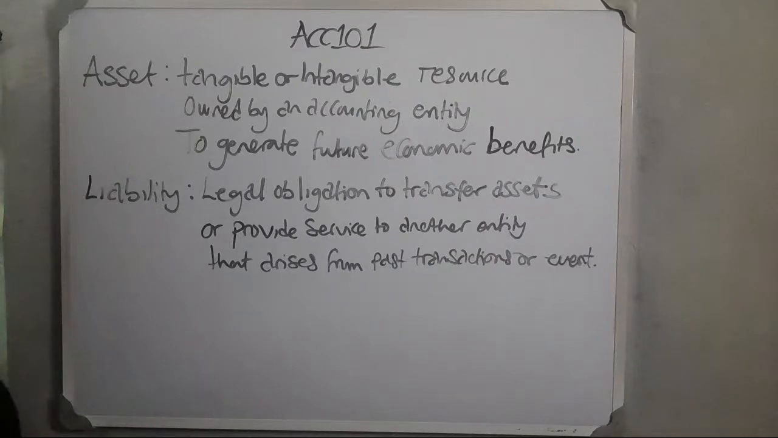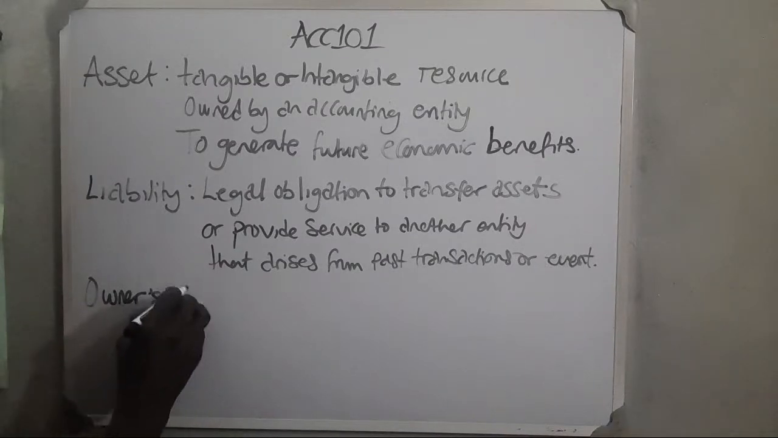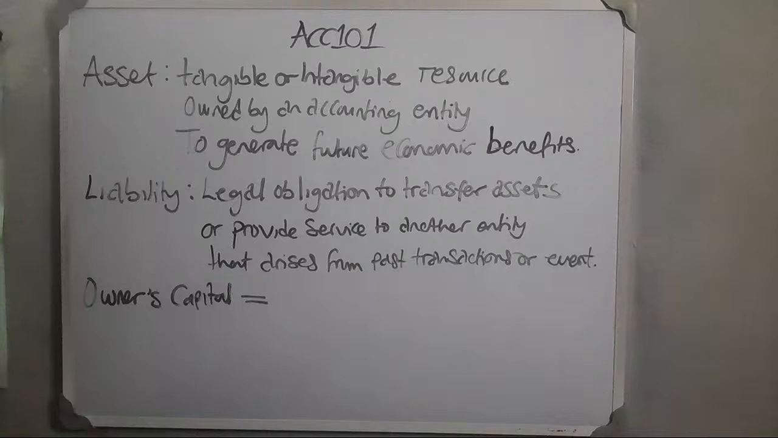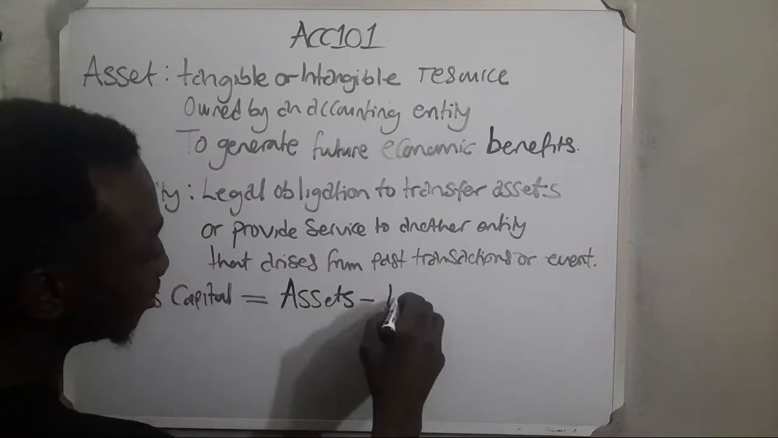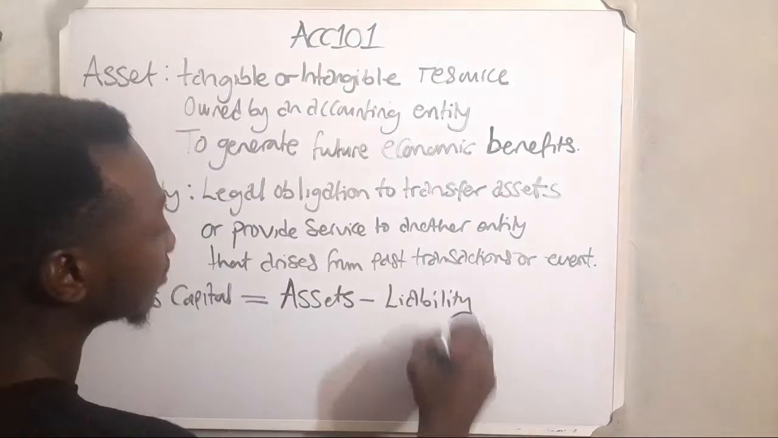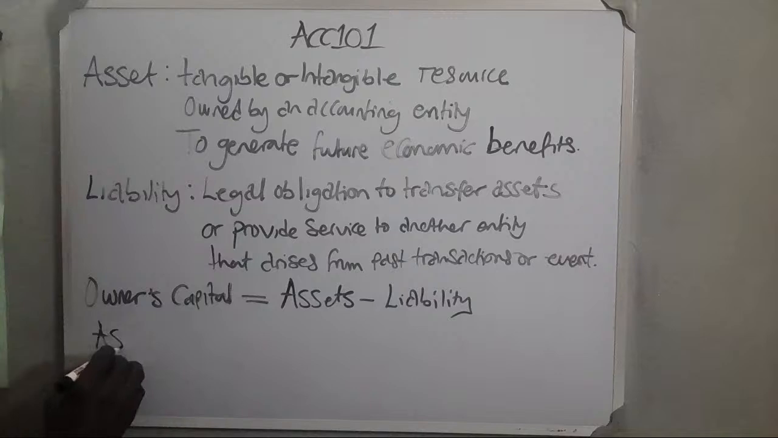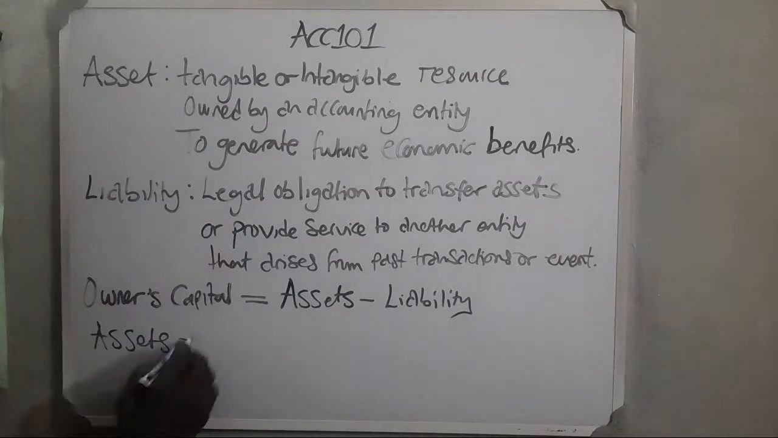So now let's take this formula. It says here assets minus liability equals owner's capital. So owner's capital equals assets minus liability. That's how you get your owner's capital. And to get assets, we have owner's capital plus liability.